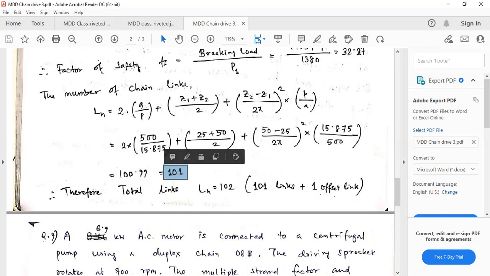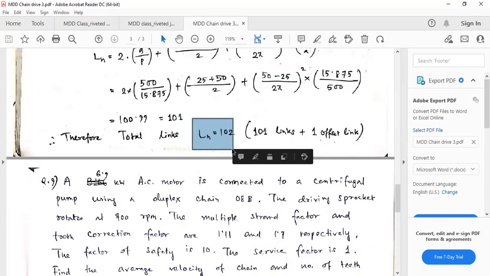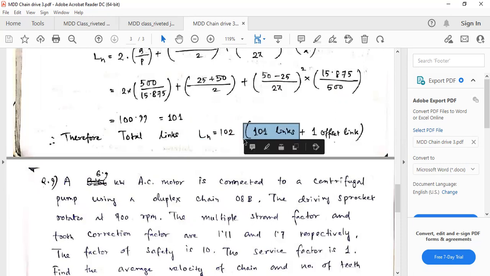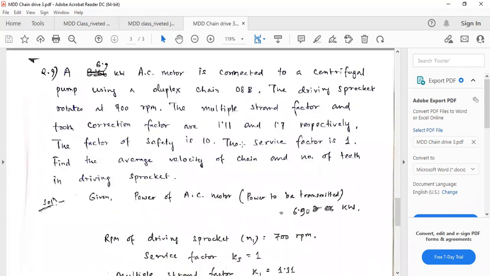Now the thing is, there cannot be an odd number of links. Your answer comes as odd number 101, so you have to make it 102. So we'll write it as 102. But since our answer led us to 101 only, we will use 101 total links plus one additional link that is weaker than all other links. This is called an offset link. So we'll write it as 101 links plus one offset link. This completes our numerical.